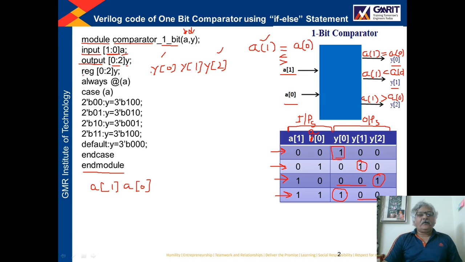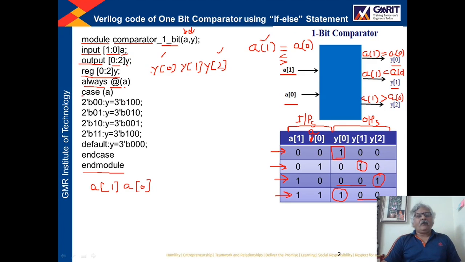Okay. After this I have declared reg type 0 colon 2 Y. So Y is declared as reg type because in the always block I am going to assign the values to Y. That's why I have declared it as reg type. Then always at the rate within brackets A. So A is in the sensitivity list of the always. So whenever there is any change in the values of either A1 or A0, then the always block will be activated and all the statements inside the always block will be executed in sequence.